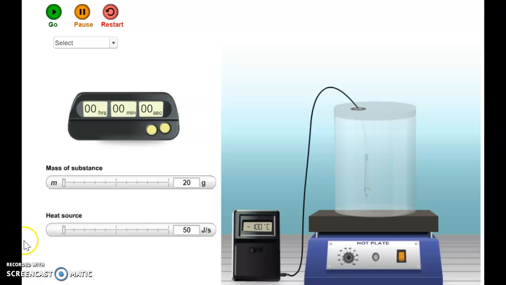For exploration number 1, we're going to look at how changing the heat source affects the length and speed of a reaction. So we're first going to select water, and we want to make sure that the mass is at 30. We're going to keep the mass the same throughout. So we have 30, and our heat source we're going to start with is 50. Then we'll do 100, then 150 for our 3. So let's go ahead and see.